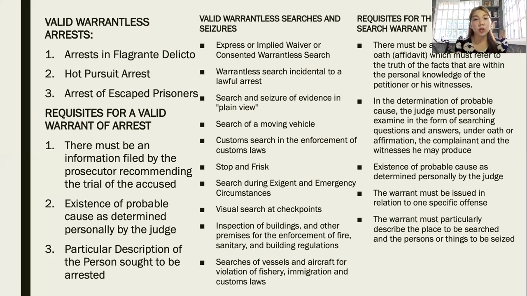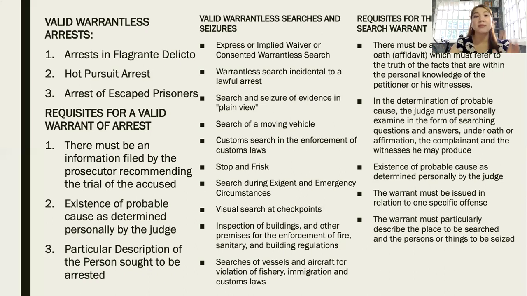We now go to the requisites for a valid warrant of arrest. So yung requisites daw is there must be an information filed by the prosecutor recommending the trial of the accused, existence of probable cause determined personally by the judge, and particular description of the person sought to be arrested. Lahat ng to, itatakan natin isa-isa later. We first go dun sa valid warrantless arrest.